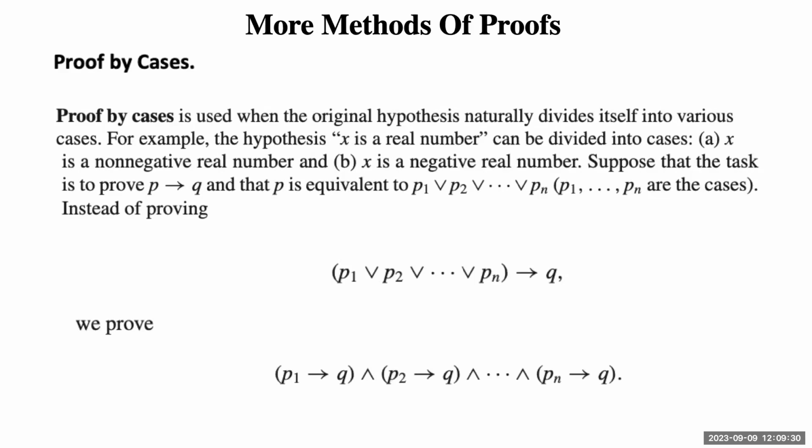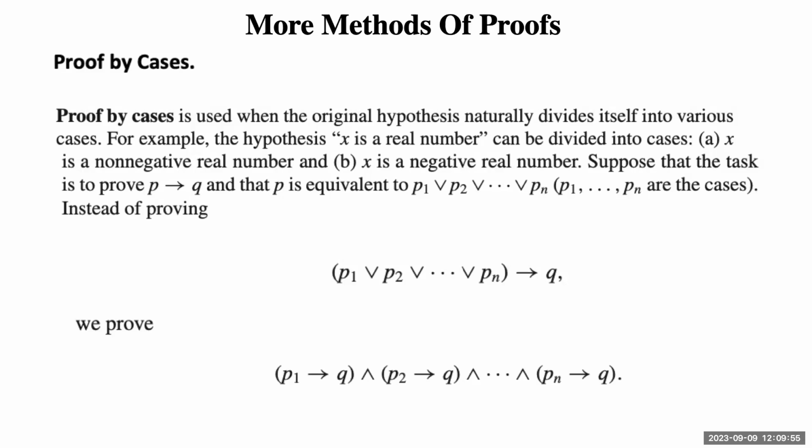Another proof technique is proof by cases. This is used when the original hypothesis could naturally be divided into various cases. For example, the hypothesis x is a real number can be divided into cases like x is a non-negative real number and x is a negative real number.